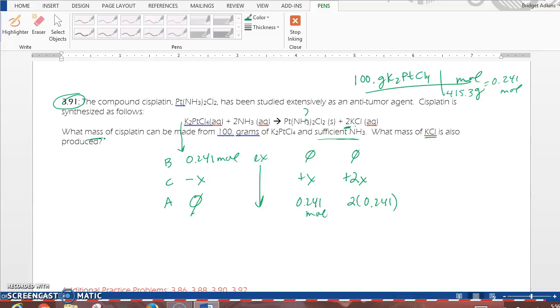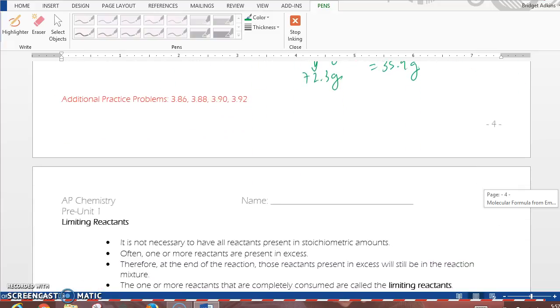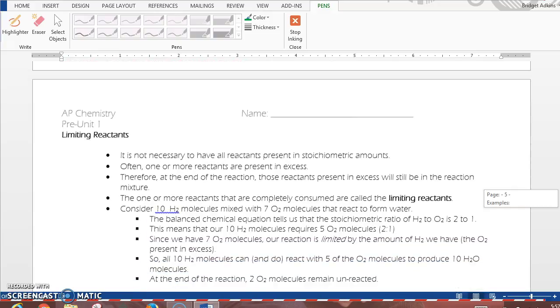They wanted a mass, so I've got to get that into grams. So the molar mass for the big guy, let's see, is 300.1 grams, and the molar mass for the KCl is 74.6 grams. So you end up with 35.9 grams of the KCl and 72.3 grams of the cisplatin. So hopefully that is a pretty simple refresher on non-limiting stoichiometry, so you don't have to worry about who runs out.